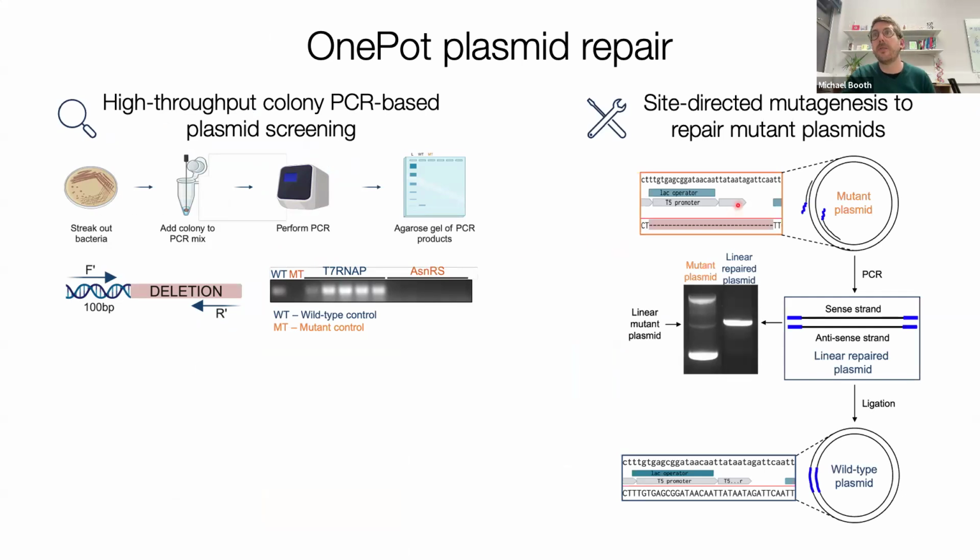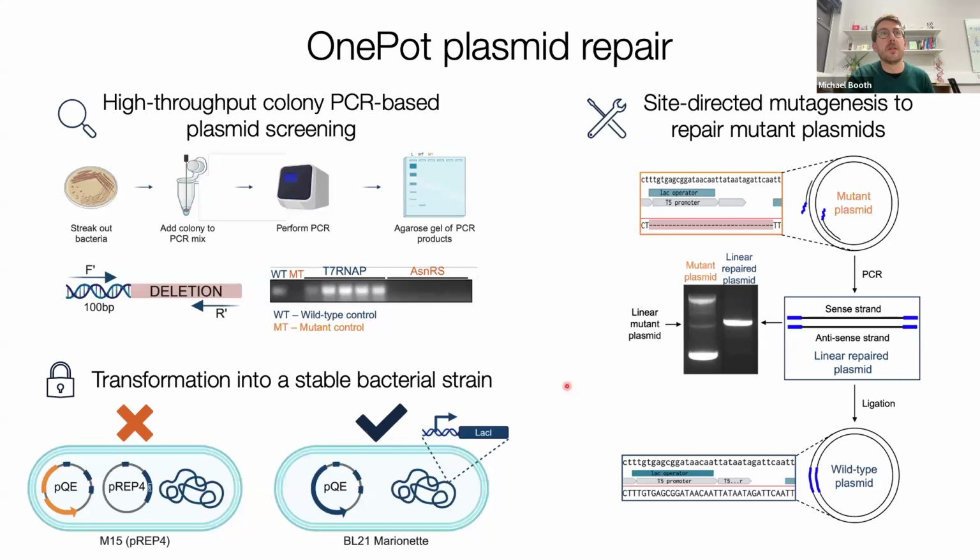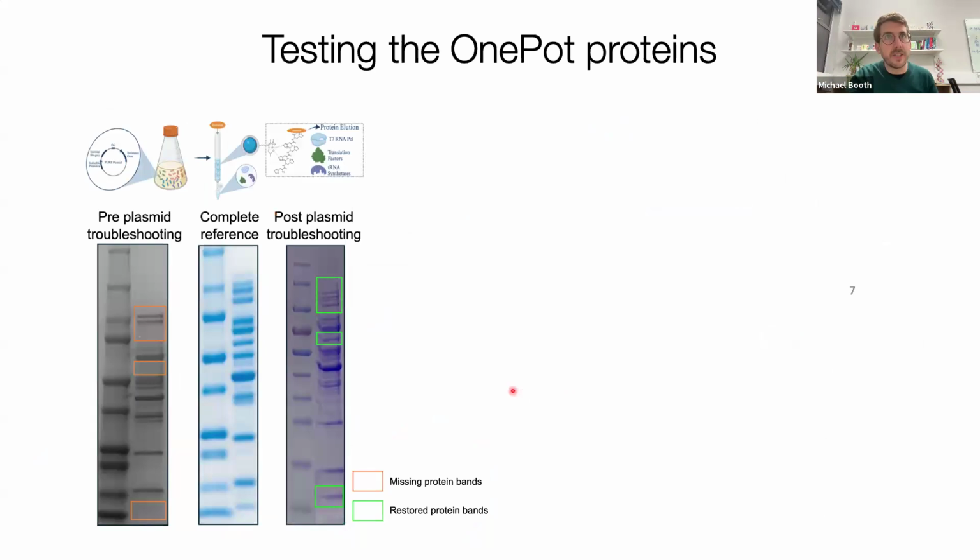So we had to then repair those using saturated mutagenesis, and we managed to do that. But the most important thing Charlie did was then putting them into bacterial strains which were stable, which had the lac repressor on the genome instead of on a plasmid. And so now, as you can see in this lovely gel, they now all express all of the bands which you would expect to see from the complete reference that's in the paper.